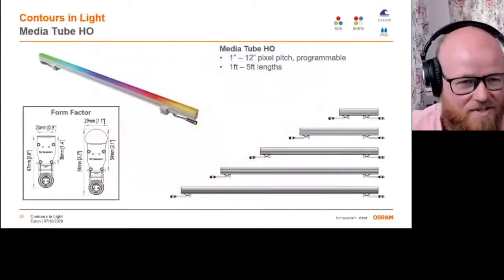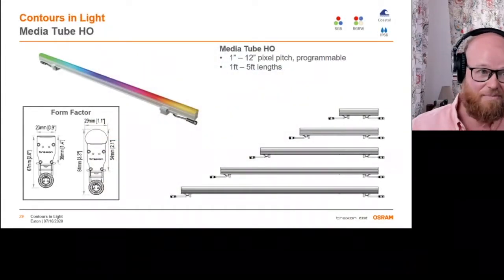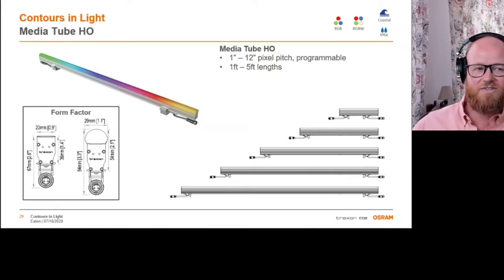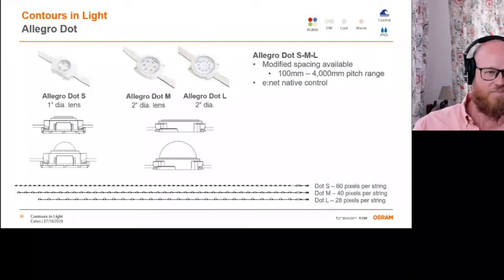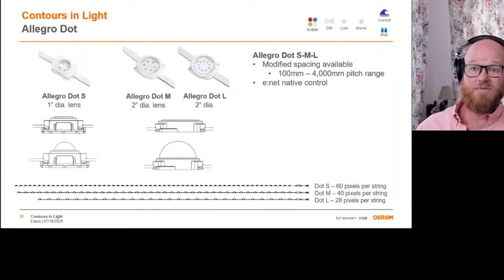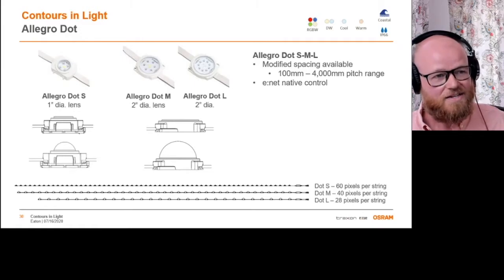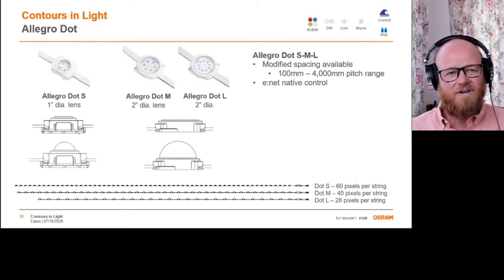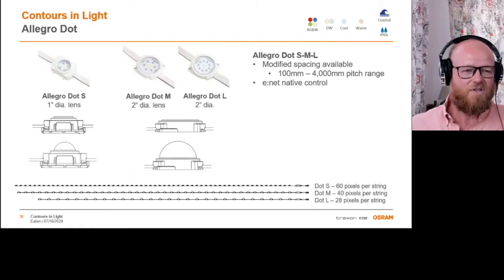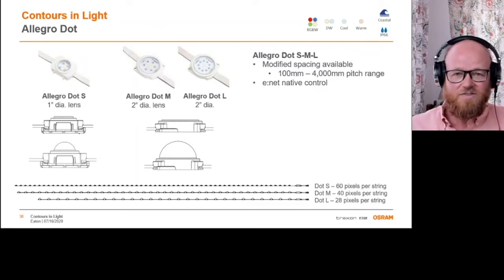So I already mentioned the products that we're using for this sort of application. The media tube HO in 1 to 5 foot lengths, both imperial and metric lengths, with pixel pitches down to as fine as 1 inch. And also our Allegro dot available in small, medium, and large, capable of articulating those dots in both lines and swoops.